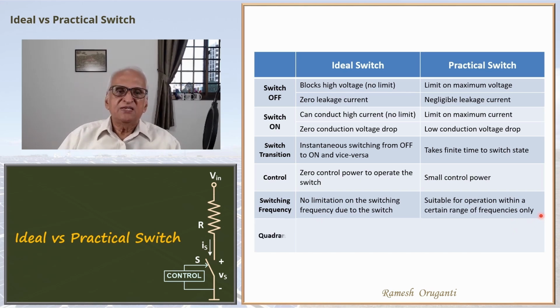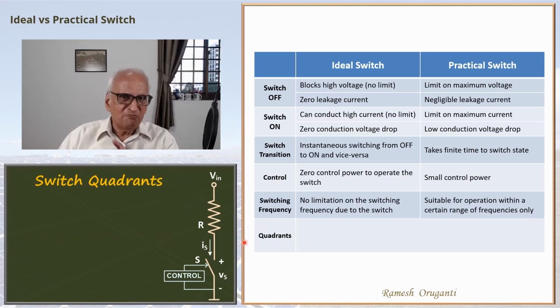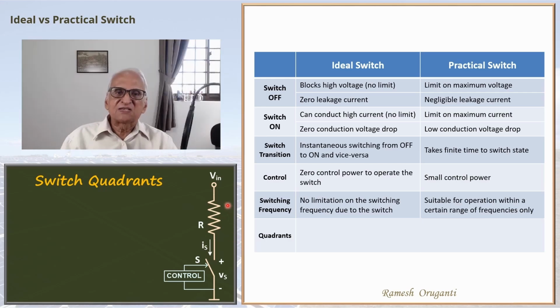Next, we will see something known as quadrants of operation. So I'll briefly tell you what it is. In this circuit, we have assumed that Vin is a DC voltage. So when the switch is on, the switch voltage is 0. When it is off, Vs will be Vin, which is a DC voltage and a positive voltage. So the voltage across the switch always stays positive. Minimum it goes down to is 0.